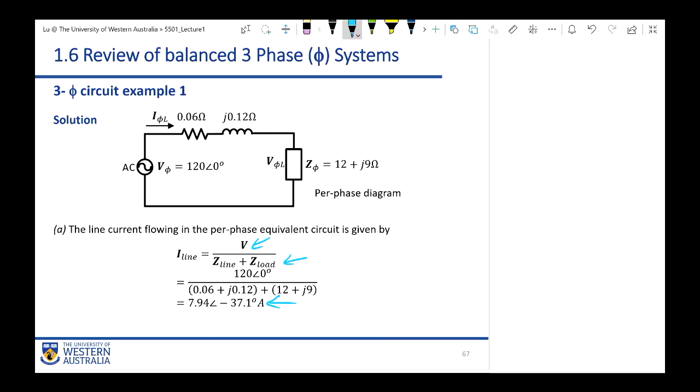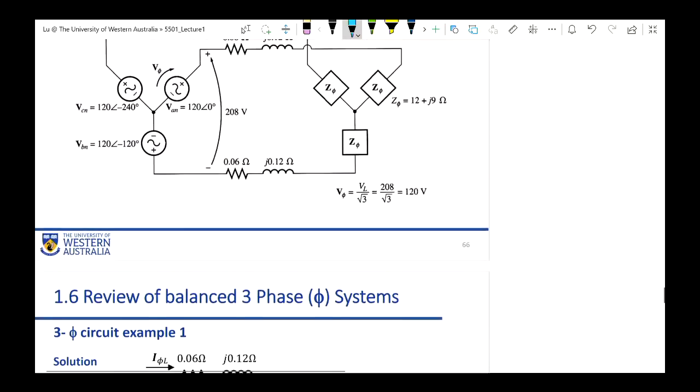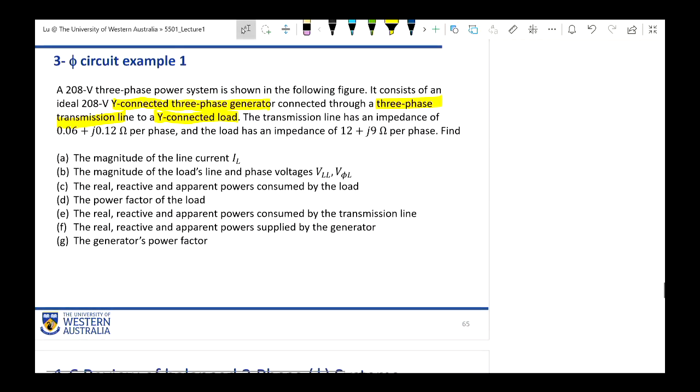And now let's have a look at part B. So I will not go back. Let me just check what part B of the question is asking. Okay, wait 1 second. Where are we? Okay, part B is asking, what is the magnitude of the load's line and phase voltage? So in other words, for part B of the question, we want to determine the phase voltage and the line voltage.